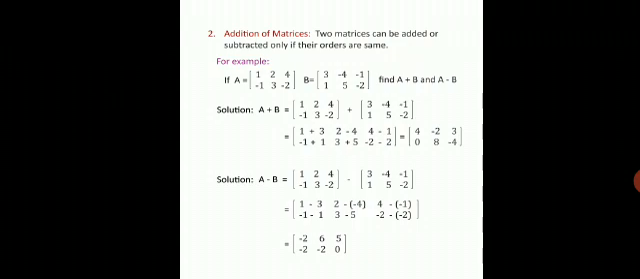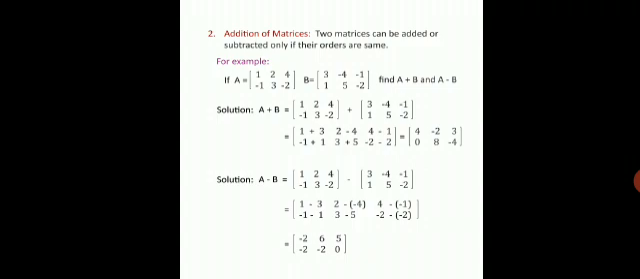1 minus 3, the corresponding element of 1 is 3 here, and the corresponding element of 2 is minus 4, that is 2 minus of minus 4, and the corresponding element of 4 is minus 1, 4 minus of minus 1. Second row, minus 1 minus of 1, 3 minus of 5, minus 2 minus of minus 2.